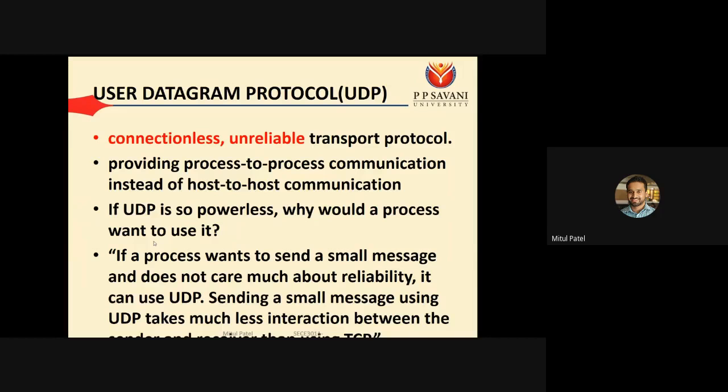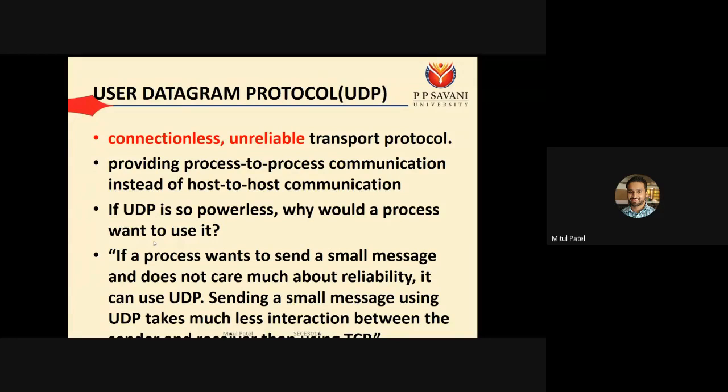Okay, so we'll start with UDP. UDP is a connectionless, unreliable transport protocol. Connectionless means every packet is independent; there is no dependency among the packets. Unreliable means there is no guaranteed delivery of the data. It provides process to process communication instead of host to host communication.